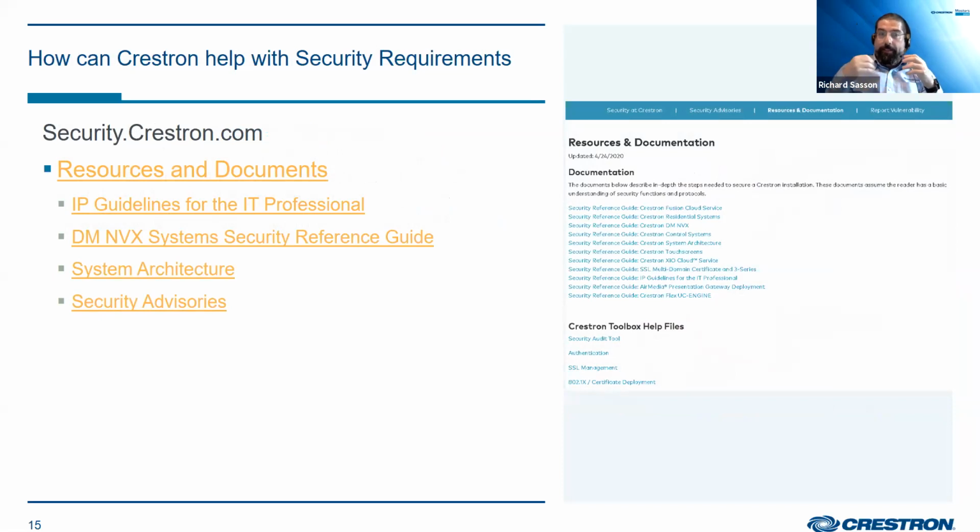They're here to help. On top of that, we have a great set of resources at security.crestron.com. And you can see here, we have some of them shown. These will be live links. You can go to security.crestron.com now to get that information. It is there for you. Reference guide for Fusion Cloud Services, residential systems, NVX, control systems, control system architecture, touchscreens, XIO Cloud, SSL and multi-domain certificate licenses, AirMedia, IP guidelines for the IT professional. This is a great document to share with your end client. And of course, Crestron Flex UC engines.